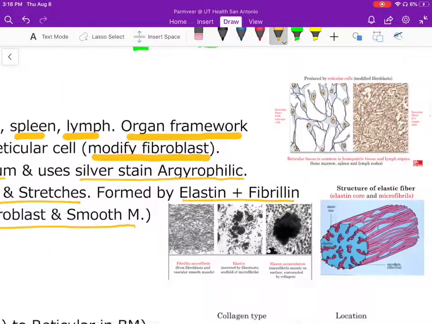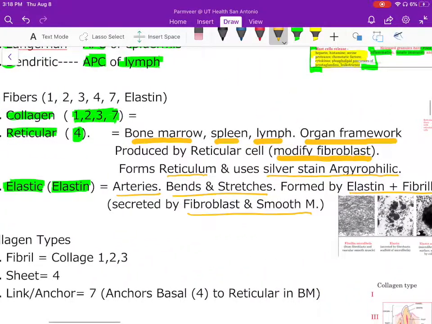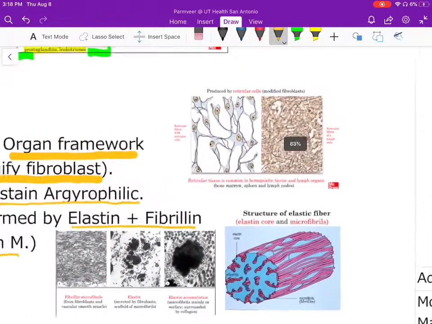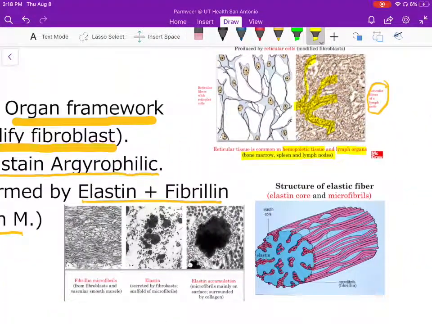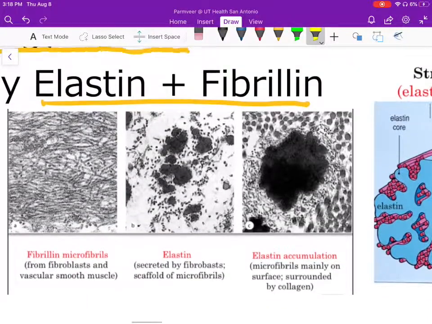So here we have reticular cells, like we said. Reticular cells, call it number 4. Found usually in bone marrow, spleen. So these are the reticular fibers of the lymph node. And they're messy, they're all over the place. As you can see, there's no structure to these guys. And then it's usually common in the hemopoietic tissue and lymph organs, bone marrow, spleen, lymph nodes, whereas our elastic is usually found in arteries. So here is your fibrillin microfibrils, pretty crazy, all over the place, very numerous.